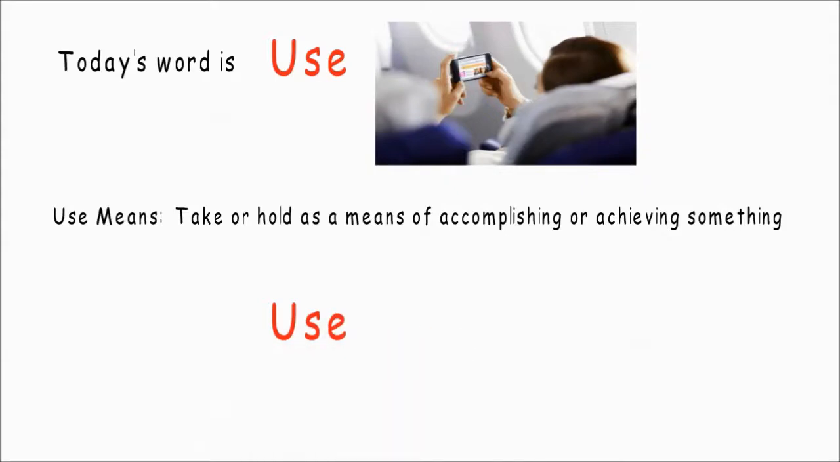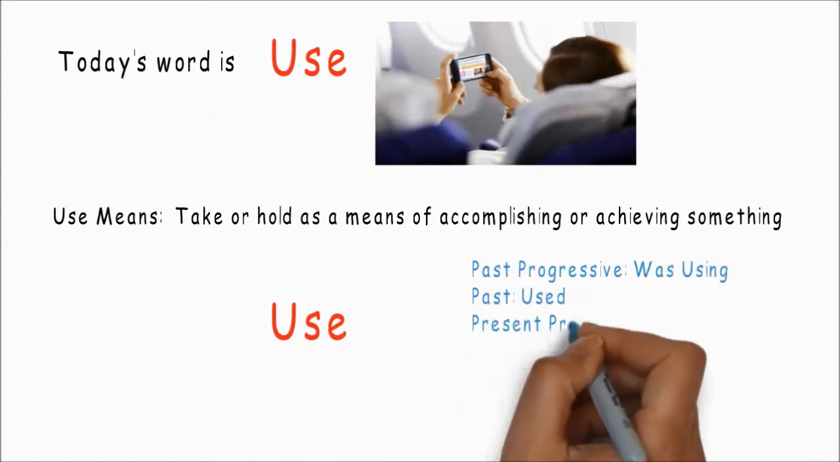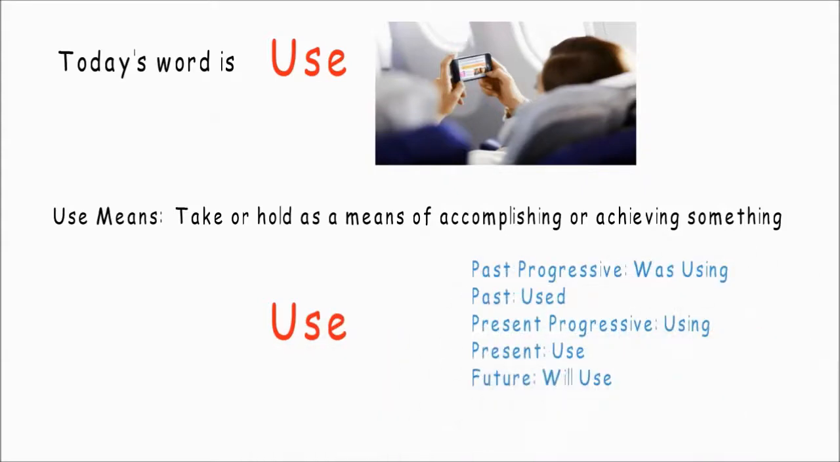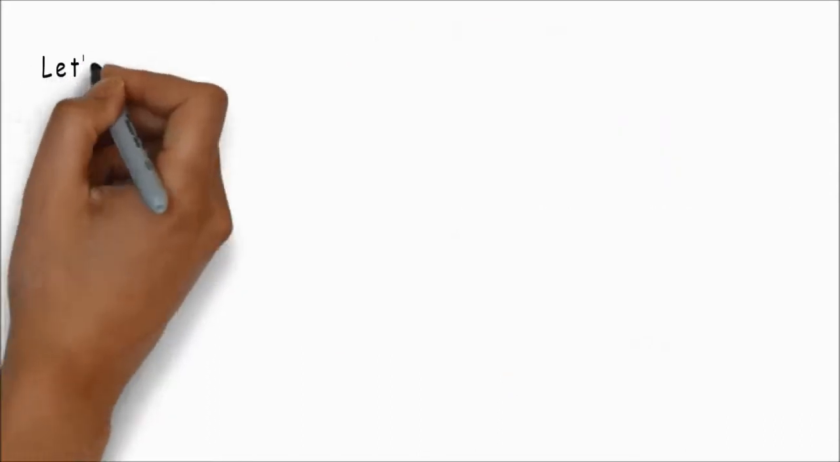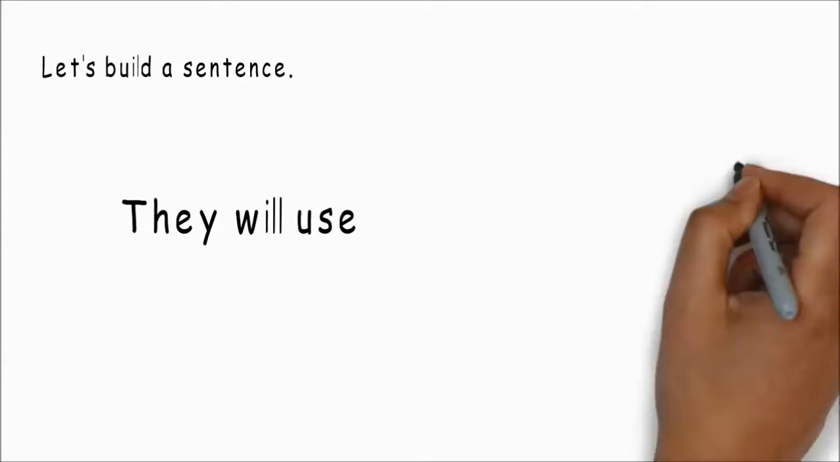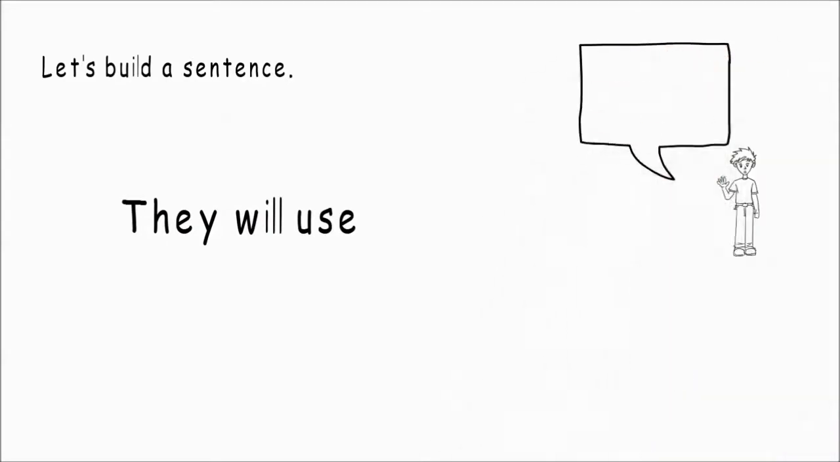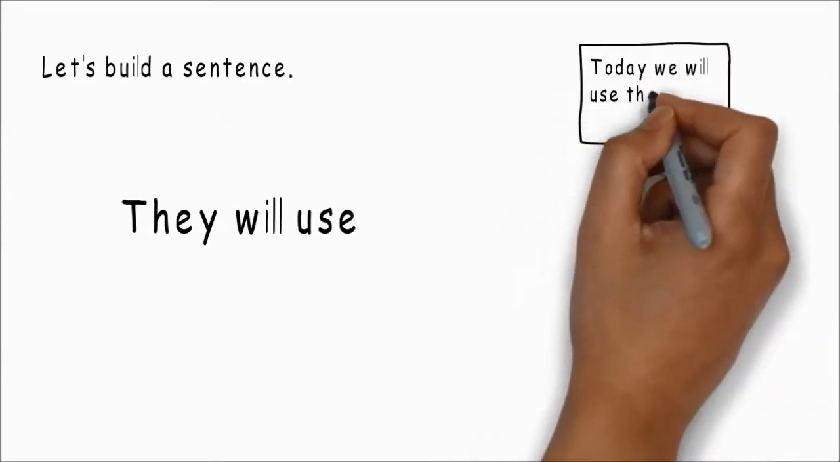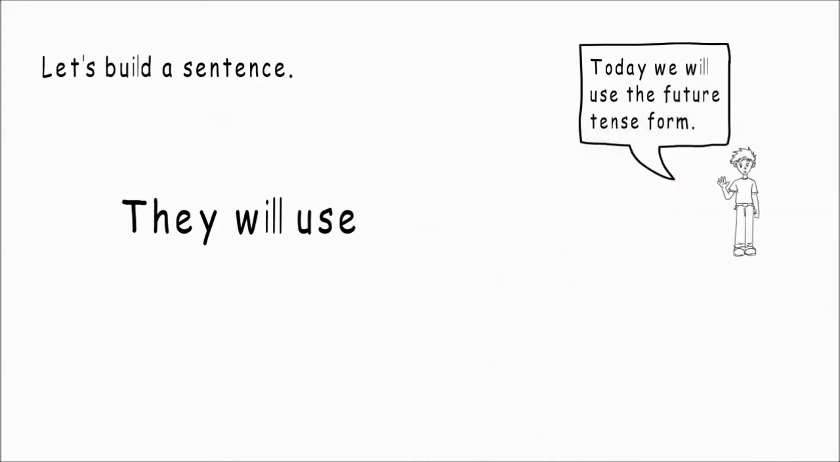Use. Past progressive, was using. Past, used. Present progressive, using. Present, use. Future, will use. Let's build a sentence. They will use. Today, we will use the future tense.